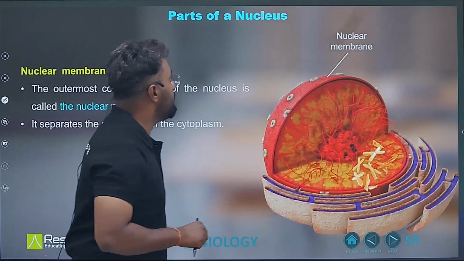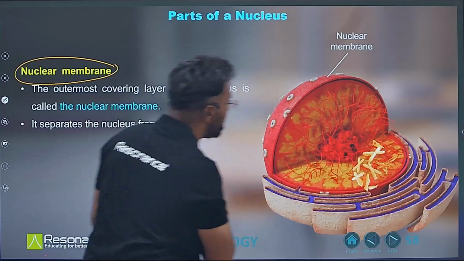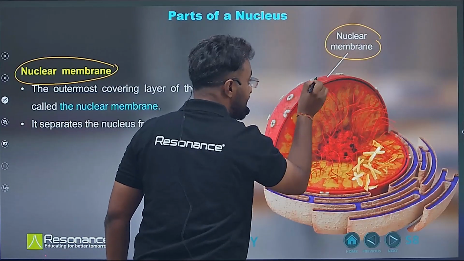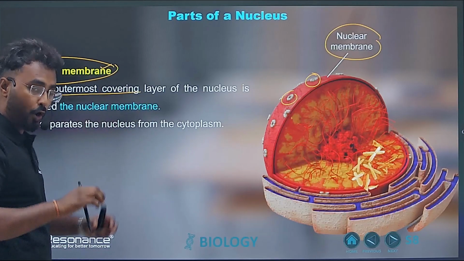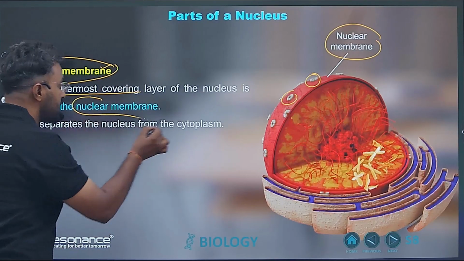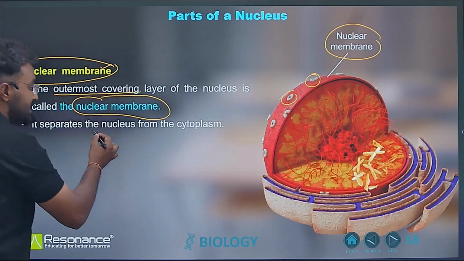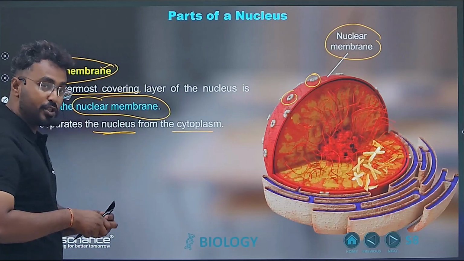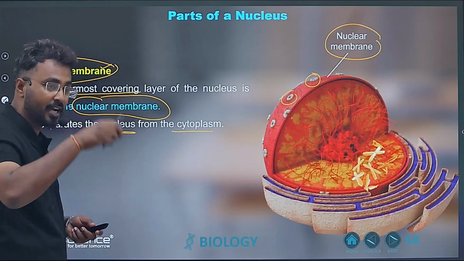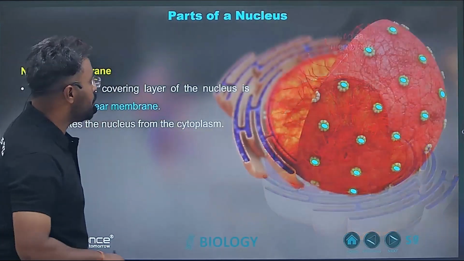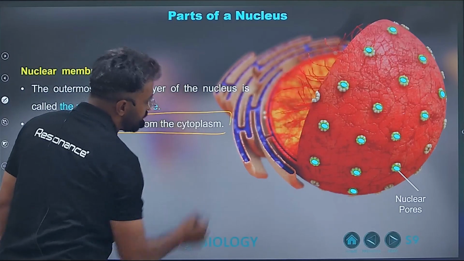Now when we talk about the nuclear membrane, you can see that this membrane has some pores, which we'll learn about. The nuclear membrane is the outermost layer of the nucleus, and is called the nuclear membrane, nuclear envelope, or karyolemma. It separates the nucleus from the cytoplasm, because generally the nucleus is present at the center and the cytoplasm surrounds it. So it separates the contents of the nucleus from the cytoplasm.